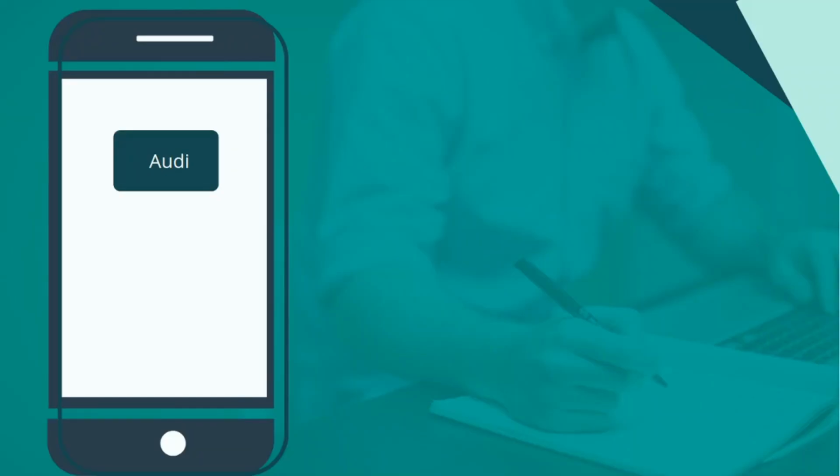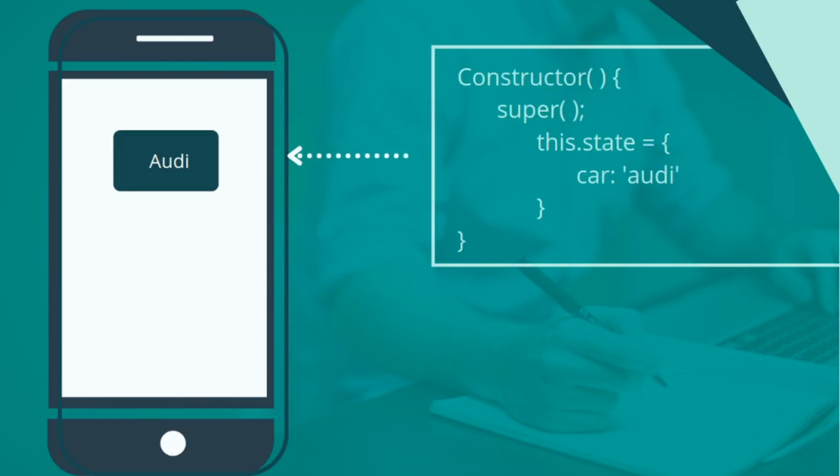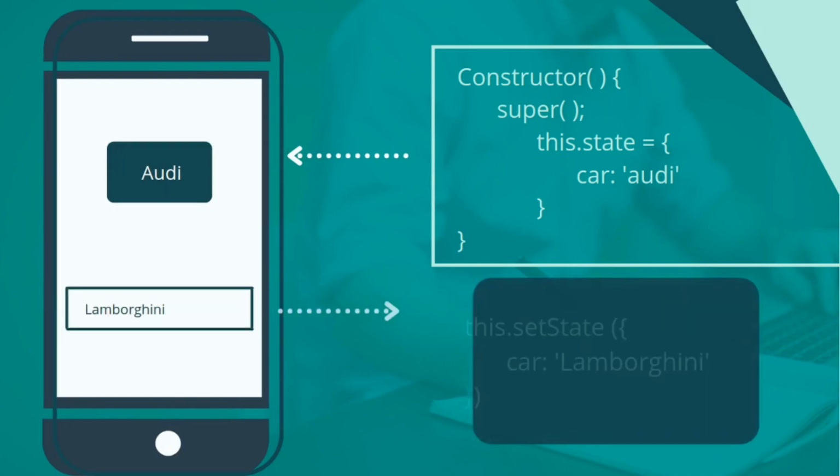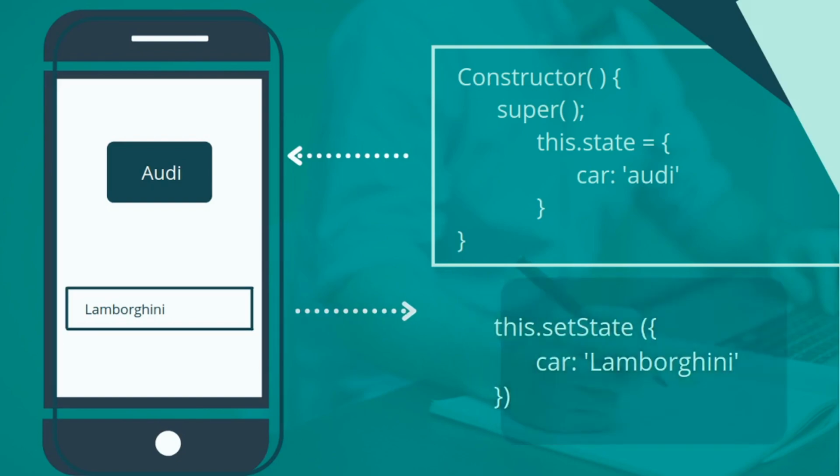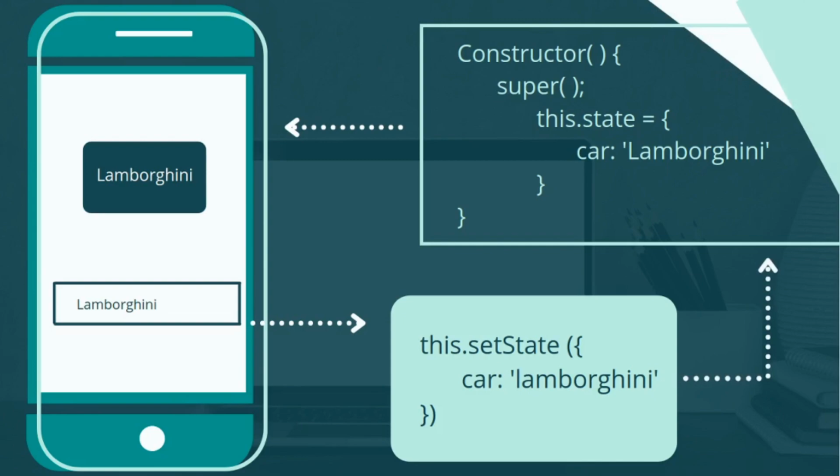Let's understand how it will work. We will create a text component which will hold the car brand name. The brand name will always be saved in the state. We will have another component, text input, which will be responsible for changing the state. We will call the setState method from the text input, and with the help of the input, change the brand name value.